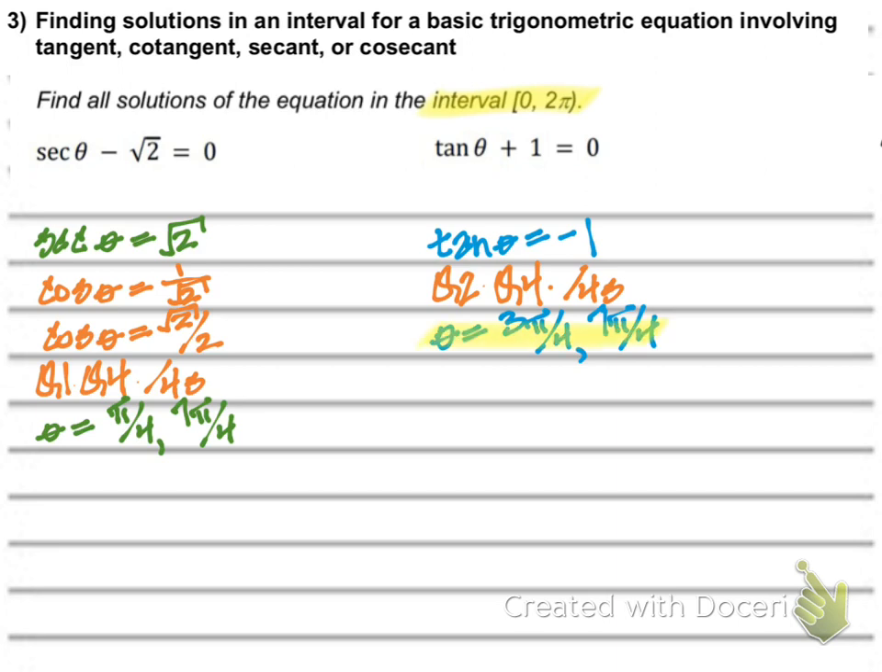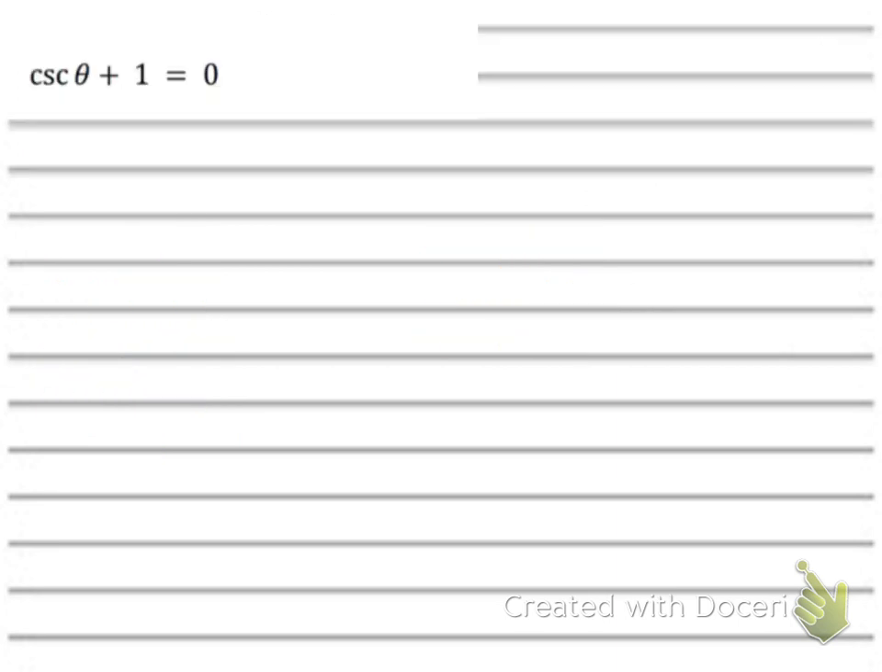Yes, these are your solutions. Here I have a cosecant. So we would say that cosecant theta is negative 1, which means that the sine of theta is negative 1. And the sine of theta is negative 1 in only one place, at 3 pi over 2, right?